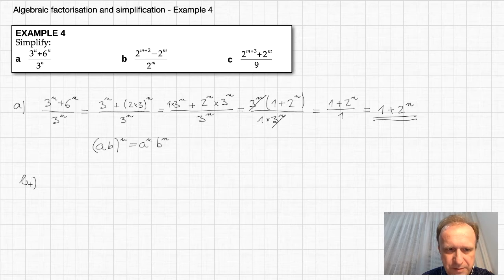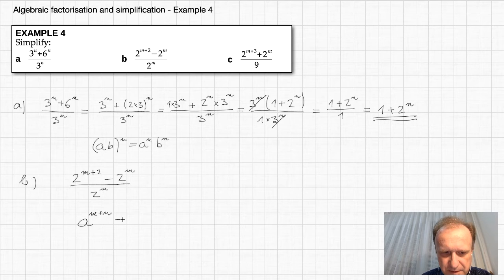Part B. In part B, we have a somewhat complicated situation, but not too much. So it's 2 to the power of m plus 2, minus 2 to the power of m, divided by 2 to the power of m. This time, however, we are not going to do anything to the bases because they are all the same. The base is 2 in all three powers here. What we can do is apply a power law which says that a to the power of m plus n is a to the power of m times a to the power of n.